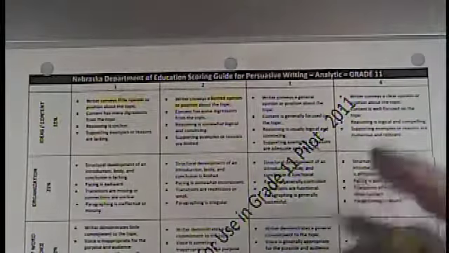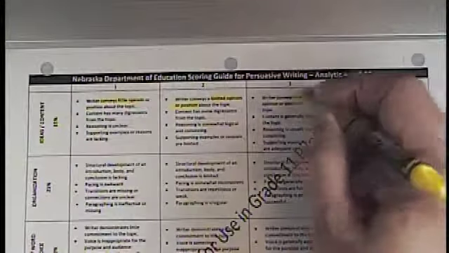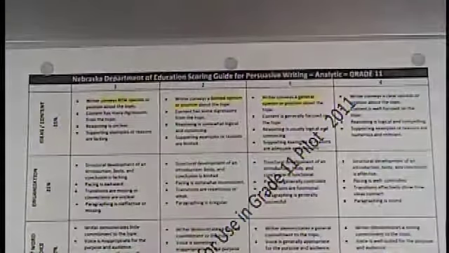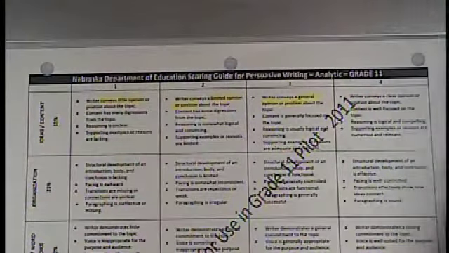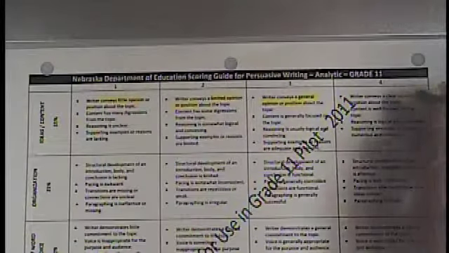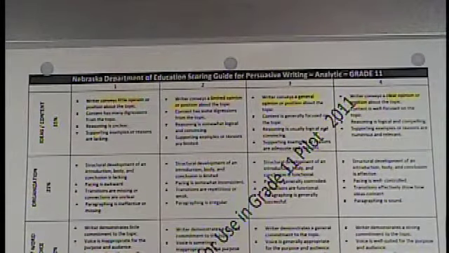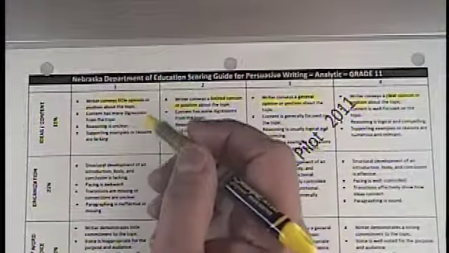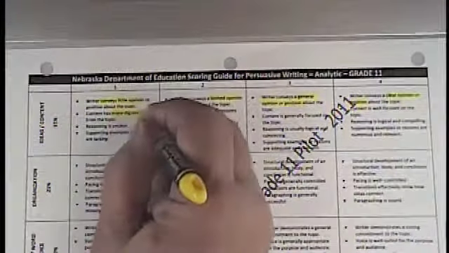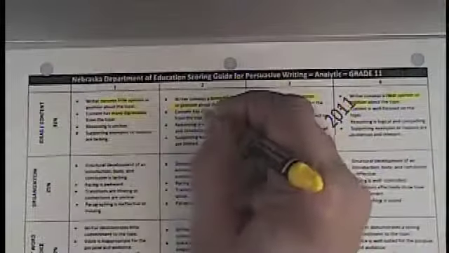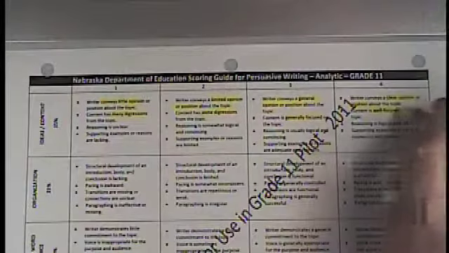And then at a level 3, the writer conveys a general opinion or position. So that'd be general opinion or position. And then at a level 4, the writer conveys a clear opinion or position about the topic. So it would be clear opinion or position. And then I would just continue down with the next indicator. Content has many digressions. Many digressions. Content has some digressions from the topic. Content is generally focused. Content is well focused.